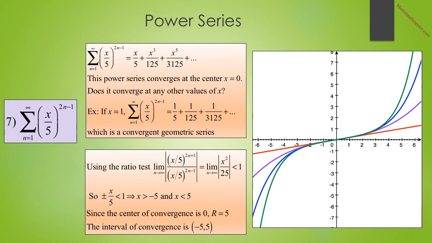Our results are confirmed by graph. We look at the first, third, fifth, and seventh degree polynomials for the series, and we see that the graphs with various numbers of terms rush towards infinity or negative infinity outside the radius r of 5, about x equal to 0.